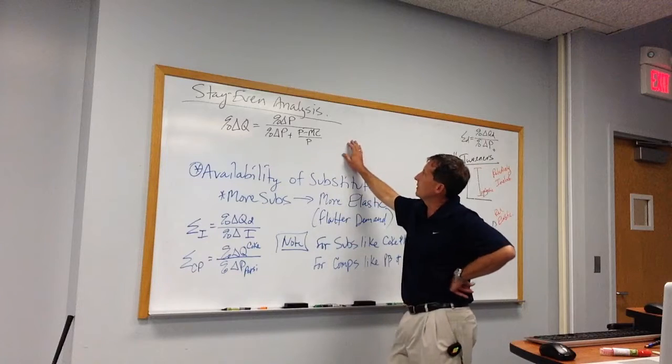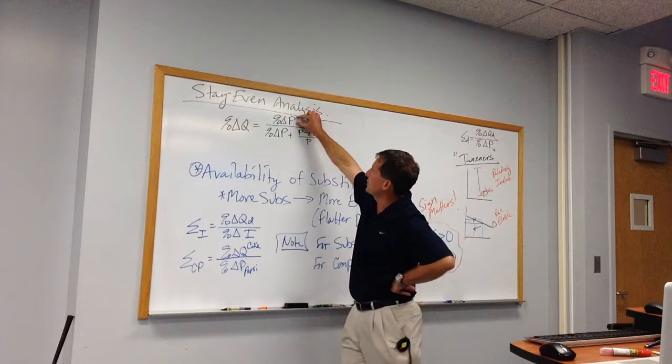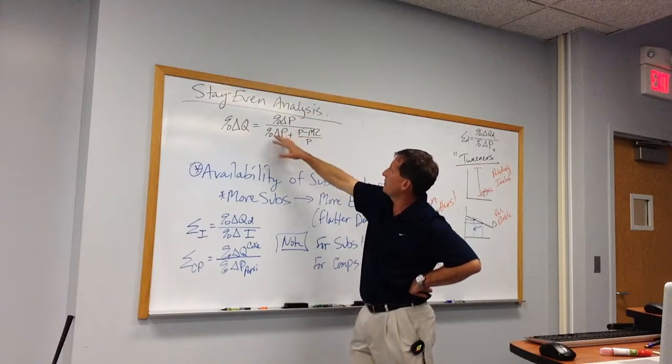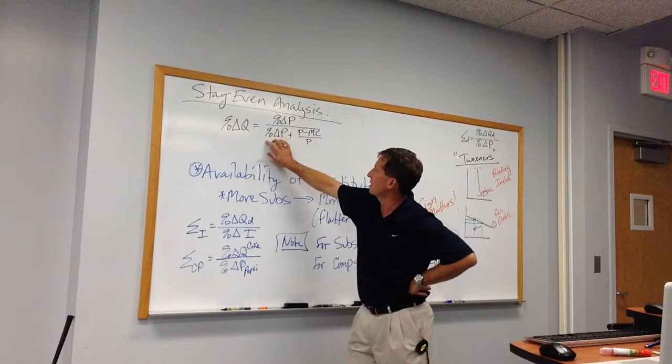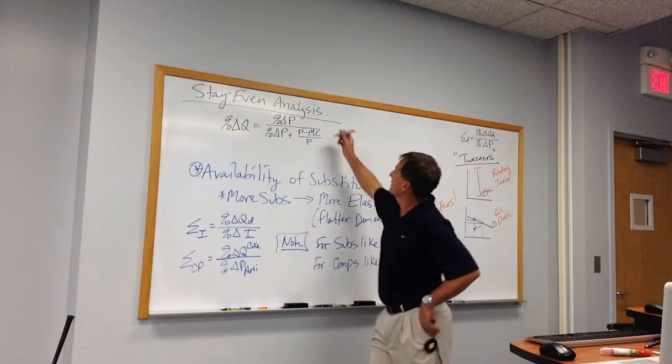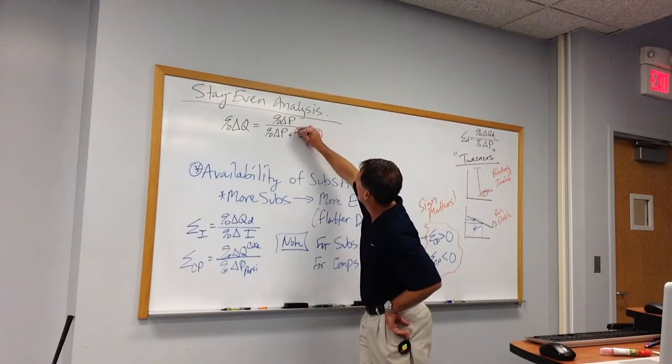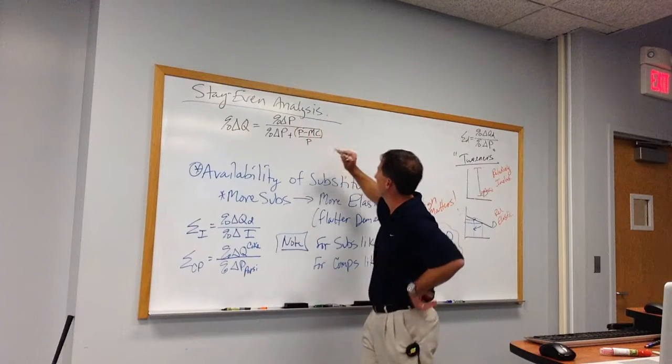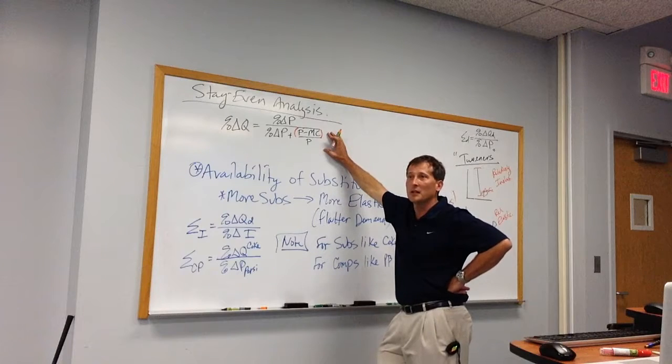Write that down and then we'll talk about it. So we've got the percentage change in price divided by this weird factor, percentage change in price plus this little creature. This little creature we saw.